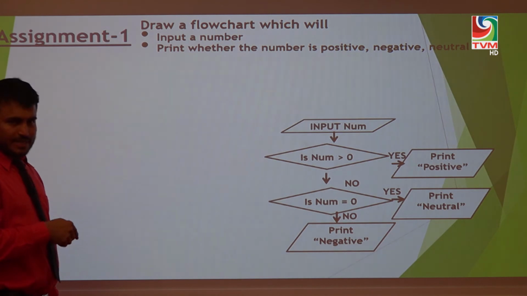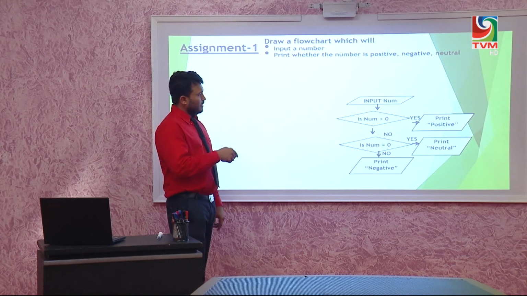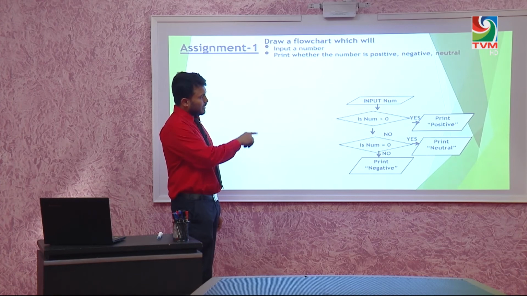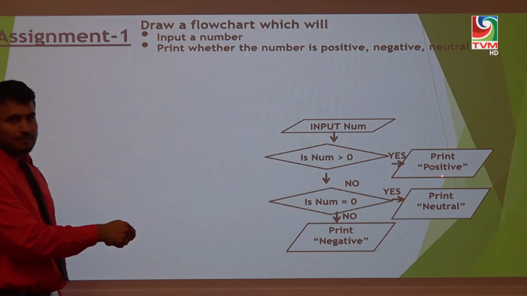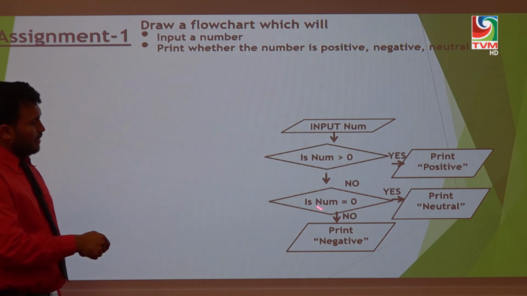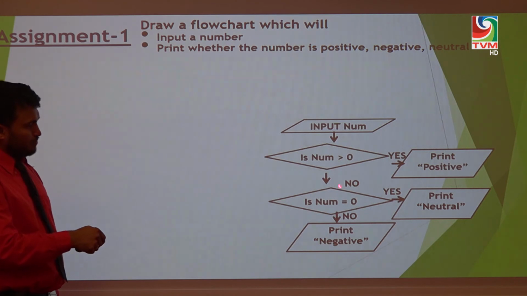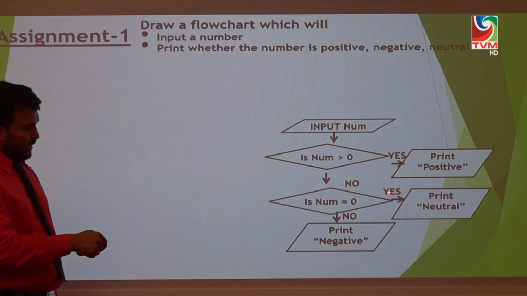So, again I will give an example. Say 10. Is 10 greater than 0? Yes, 10 is greater than 0, so it is a positive number. Okay? Now, you input 0. Is 0 greater than 0? No. Is 0 equal to 0? Yes. So, it is a neutral value.